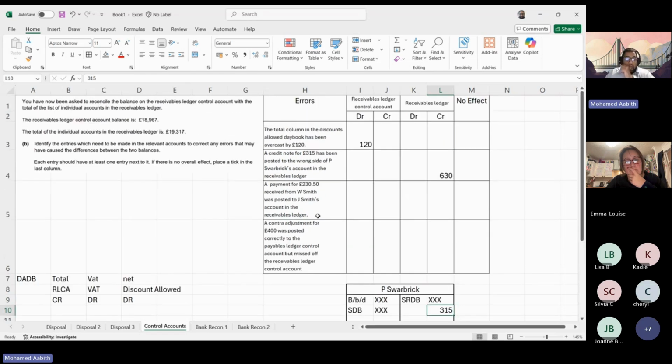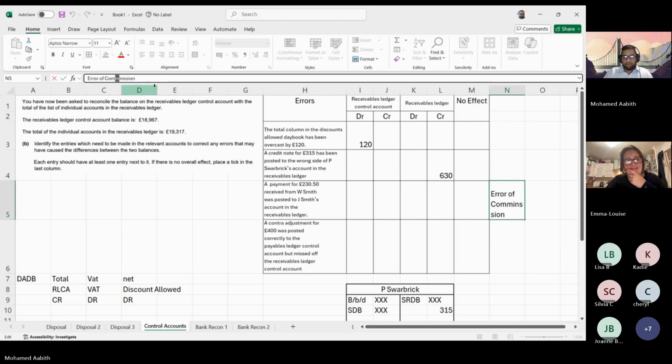The next one, a payment for £230 and 50 pence received from W. Smith was posted to J. Smith's account in the receivable ledger. Again, guys, this one will not cause an imbalance. This is an example of error of commission. Not that spelling though.